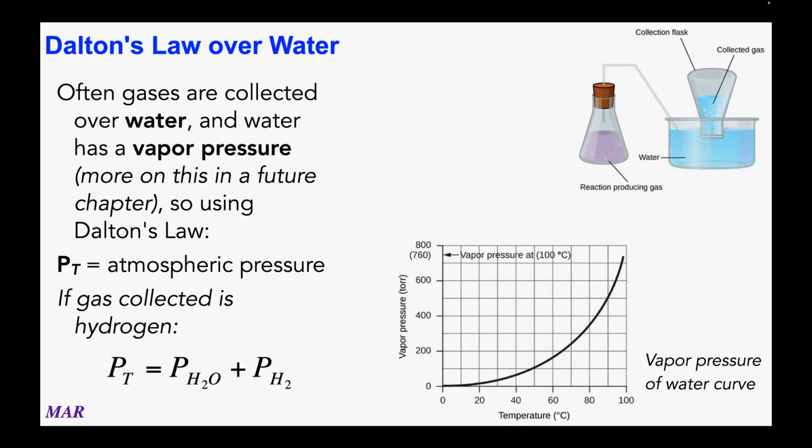So if you have a total pressure reading, which is usually what you measure in the lab, and you know what temperature your water is, then you can subtract the pressure of the water to find the pressure of your gas. This is Dalton's law, which is pretty cool.